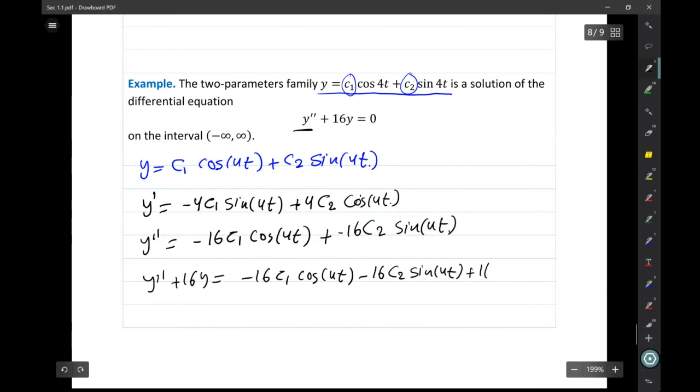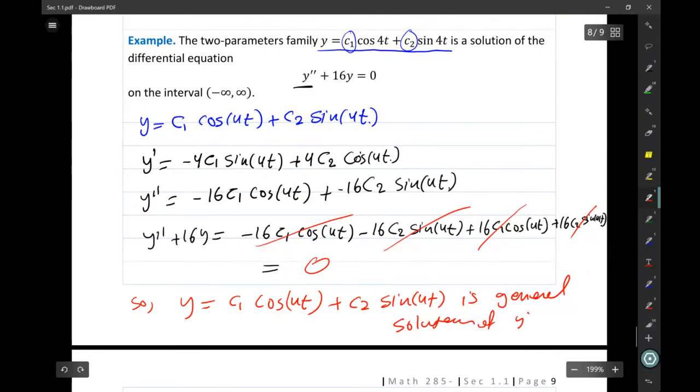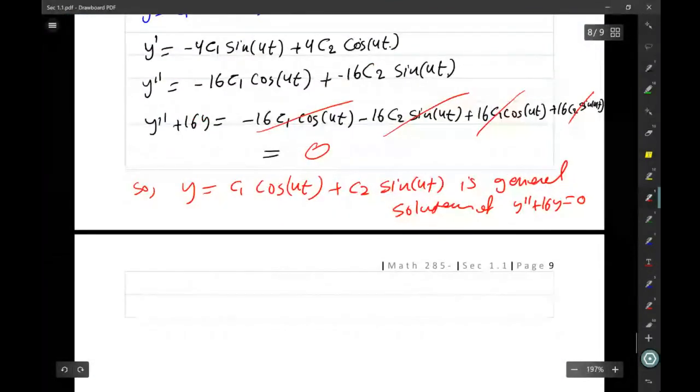plus 16 times y, the solution: 16 times c1 cosine 4t plus 16 c2 sine 4t, which is equal to minus 16 c1 cosine 4t, and this one goes with that one, so that becomes zero. So y is equal to c1 cosine 4t plus c2 sine 4t is a general solution of y double prime plus 16 y equals zero, because when I substituted with these constants c1 and c2, it is still a solution for that equation.